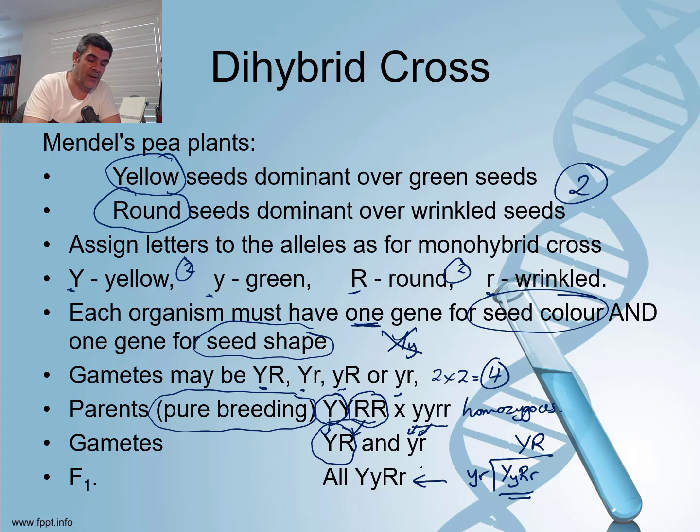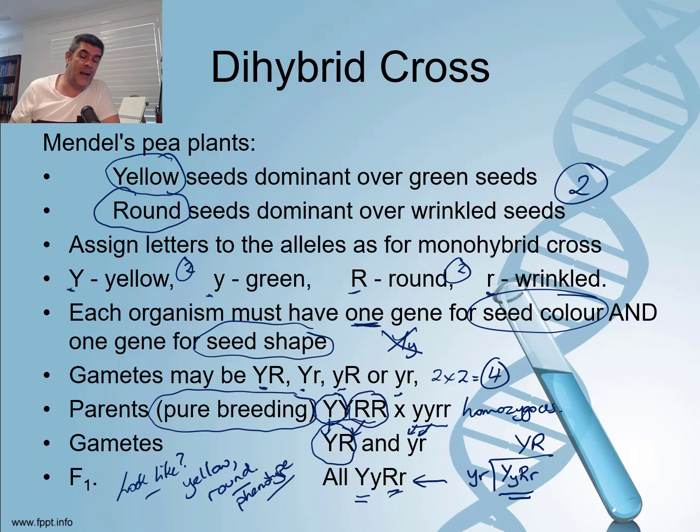What does that mean? What do they look like? Well, hopefully, while I've been scribbling that, you've been thinking about that. Because the big Y is dominant over the little y, they're going to be yellow. And the big R is dominant over the little r, which means they're also going to be round. So that is our phenotype. The F1 plants produced from this particular cross are all yellow and round.